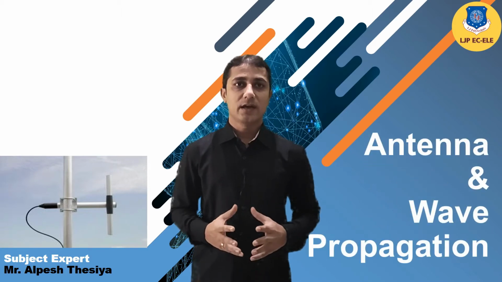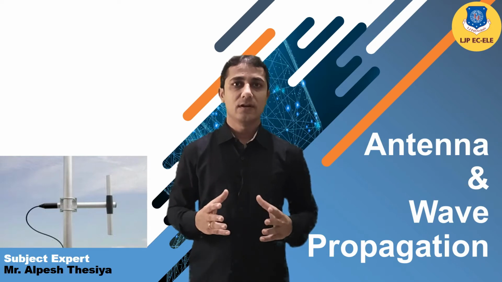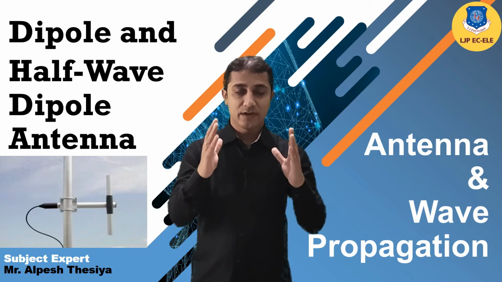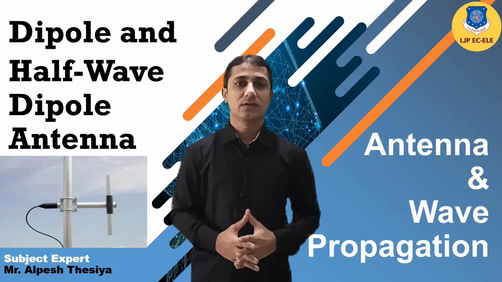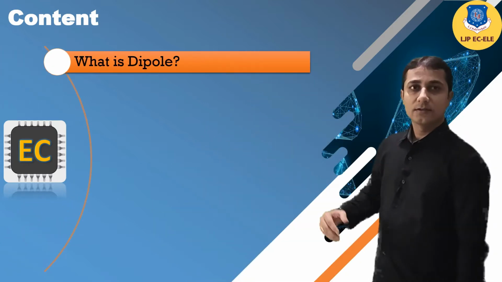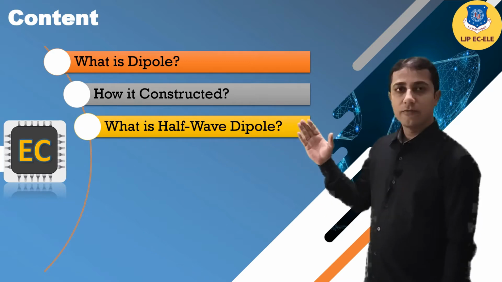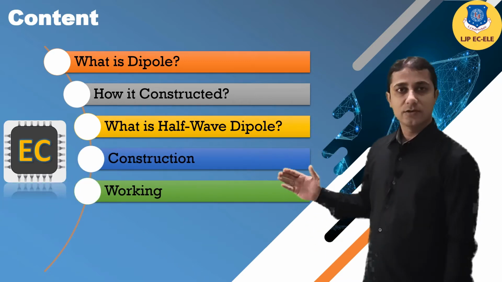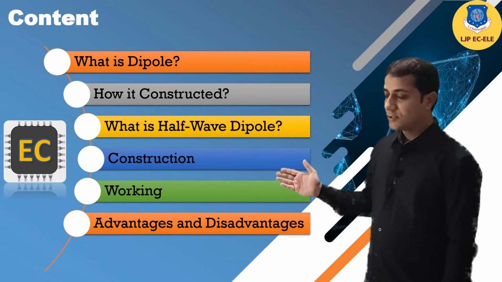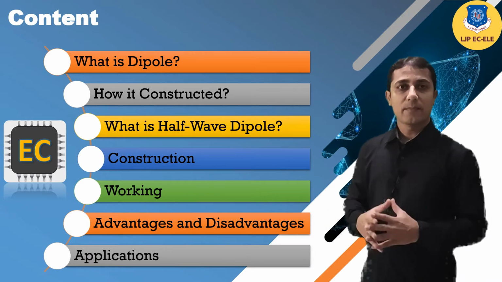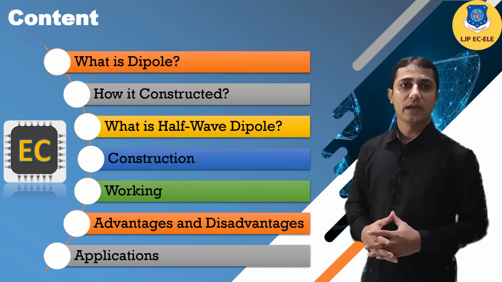Today in the Antenna and Wave Propagation subject, we will learn about the dipole and half-wave dipole antenna, which are very basic antennas used in a variety of applications. So let's see the content of today's video. First, what is a dipole and its construction, then the half-wave dipole, its construction, working, advantages and disadvantages, and at last we will see some applications of the dipole antenna.